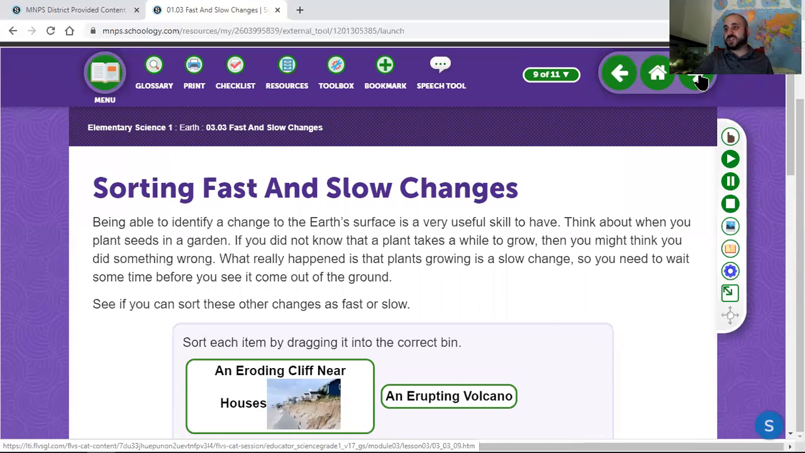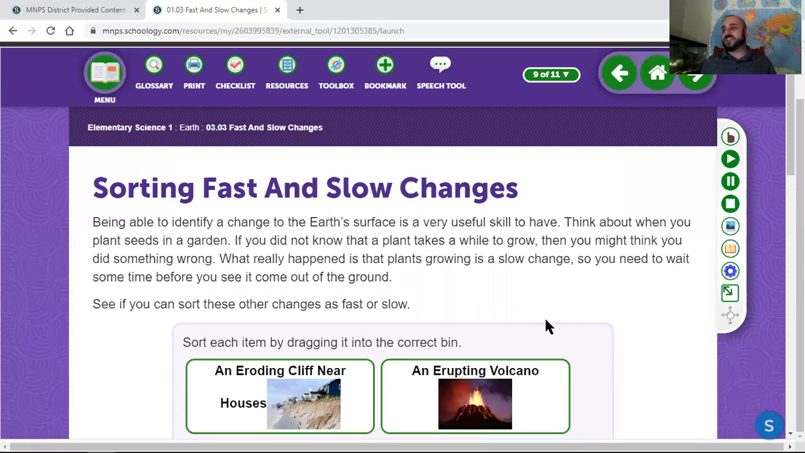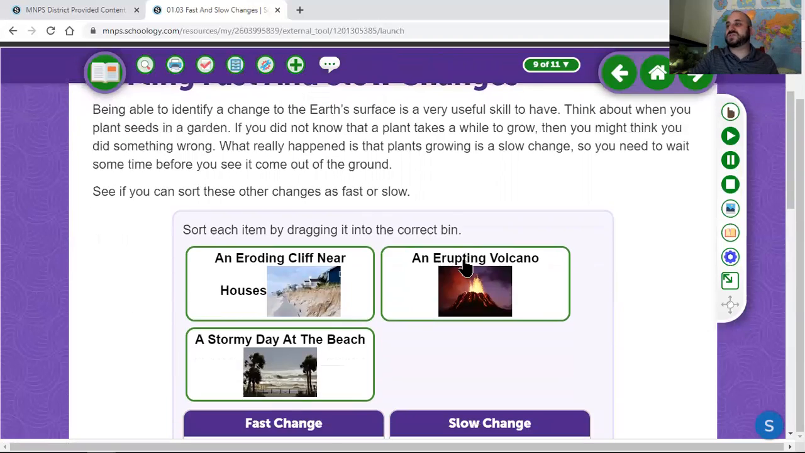Sorting fast and slow changes. Being able to identify a change in the Earth's surface is a very useful skill to have. Think about when you plant seeds in a garden. If you did not know that a plant takes a while to grow, then you might think you did something wrong. What really happened is that the plant is growing in a slow change. So you need to wait some time before you see it come out of the ground. See if you can sort some of the other changes as fast or slow.